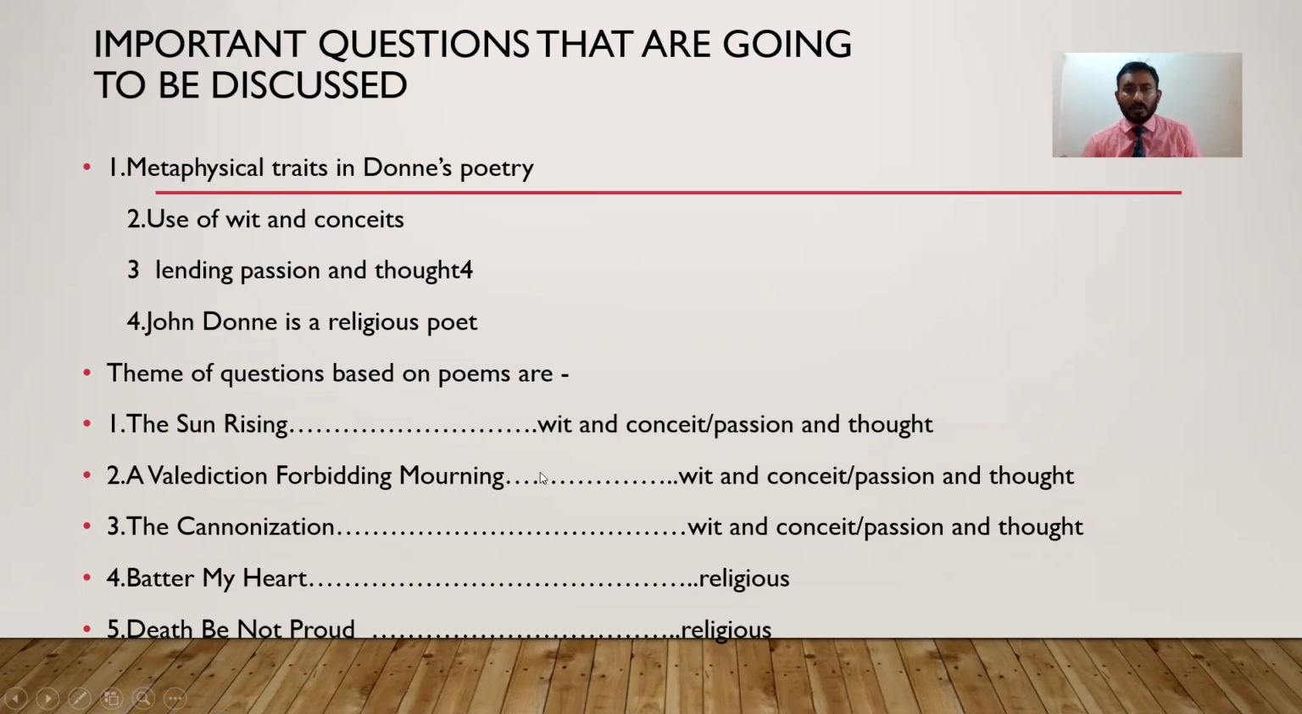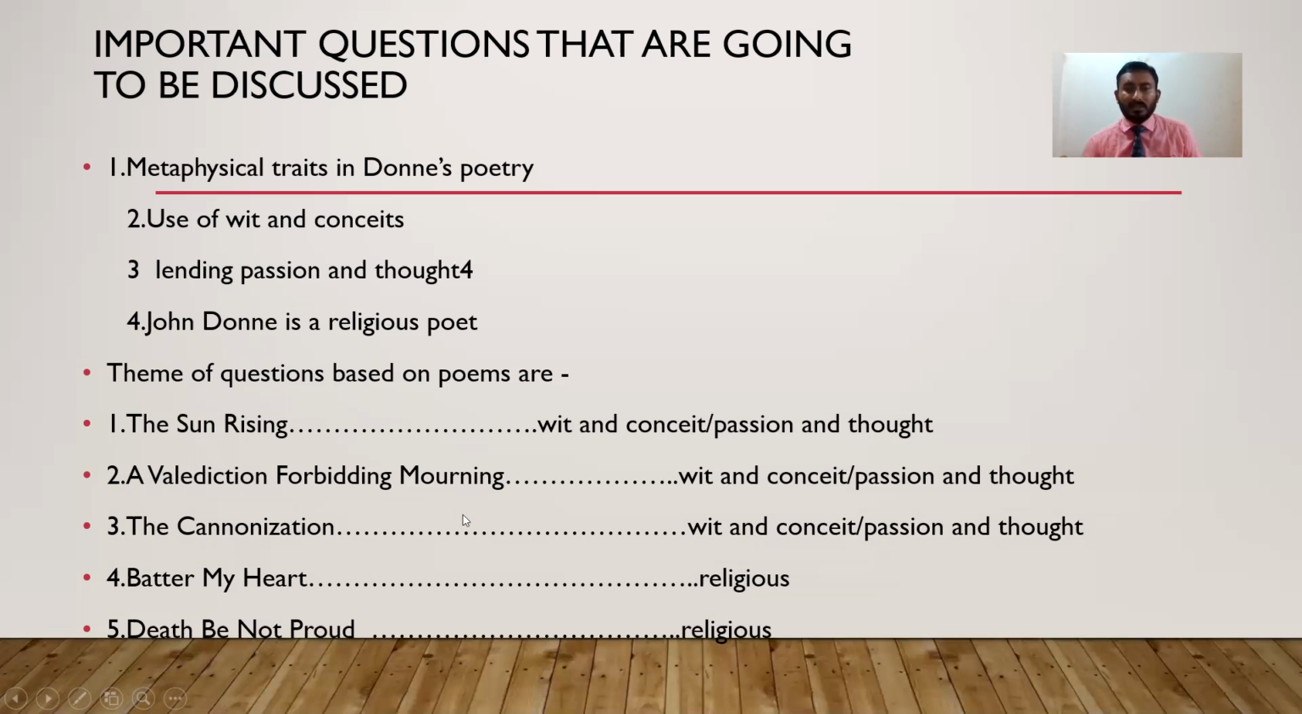A Valediction Forbidding Mourning is also a love poem, and you will get here wit and conceit and passion and thought. So whenever you get these questions, then you will discuss this poem and your answer will be a correct one. The Canonization is another love poem, and you will get here wit and conceit and also passion and thought. You have to answer through the light of the three poems: The Sun Rising, A Valediction Forbidding Mourning, and The Canonization.